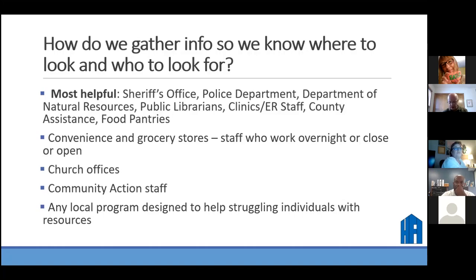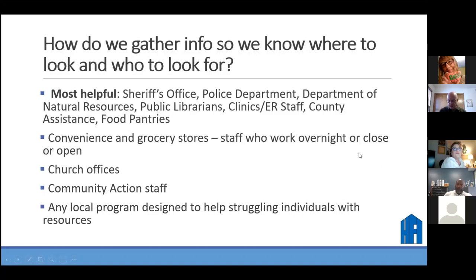Convenience and grocery stores, particularly the staff. You don't want to talk to the person working at lunchtime. It's people that are closing, people that are opening, or if it's 24 hours, the overnight folks. And you want to talk to them 3 or 4 days before the count to remind them, or if it's a different person, you want to talk to them that night, and you want to talk to them the next day.